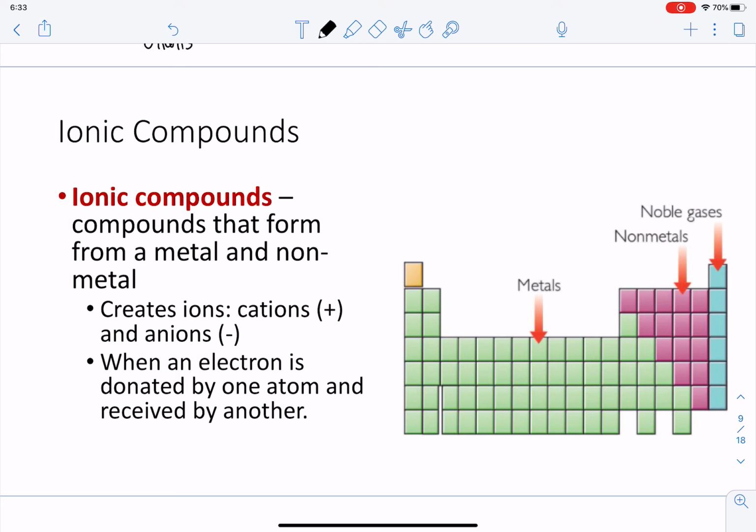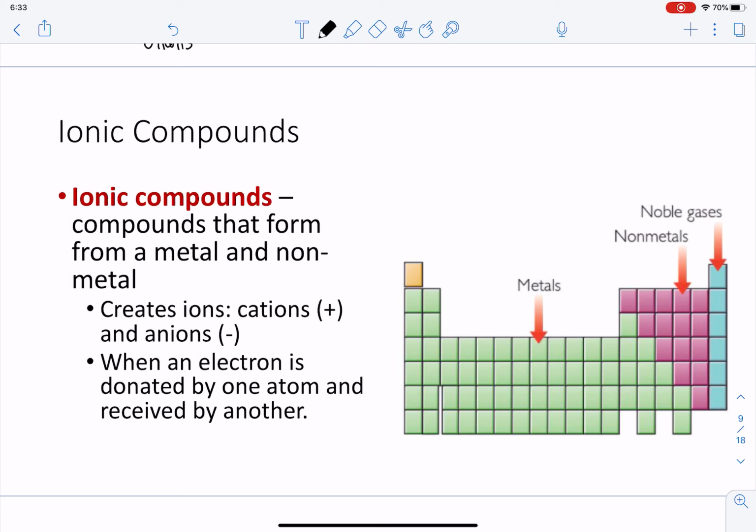So we just talked about, maybe you watched ions forming and why elements want to gain or lose electrons. We'll talk about the compounds that form from ionic interactions between elements. Those are our ionic compounds.